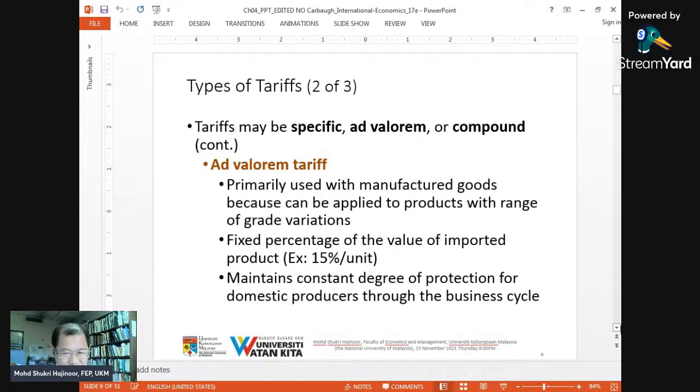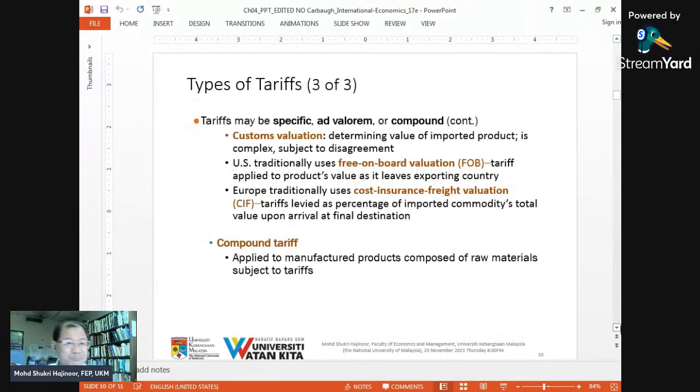Just like my TV example, 15 ringgit, no matter what price of the TV. No, this is 15% per unit. So 15% for a 100 ringgit TV, and 15% for a 30,000 ringgit TV. So it's fair. Maintains constant degree of protection for domestic producers through the business cycle.